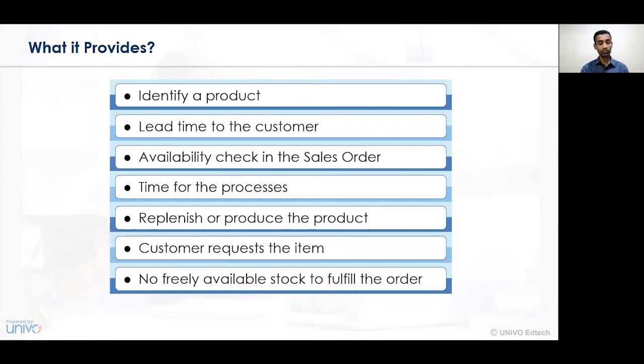No freely available stock for the fulfillment of the order. Once the ATO, that is assemble to order, is in existence and MTO, that is make to order, has been applied, it is very difficult to change the order that has been placed.